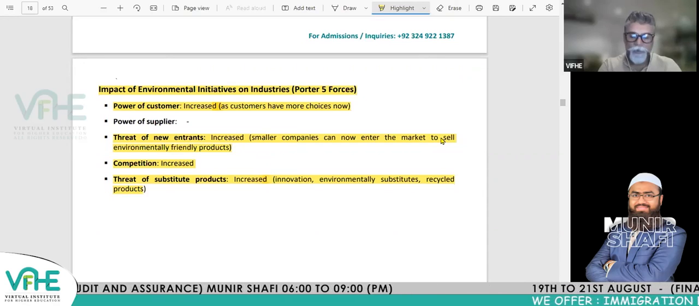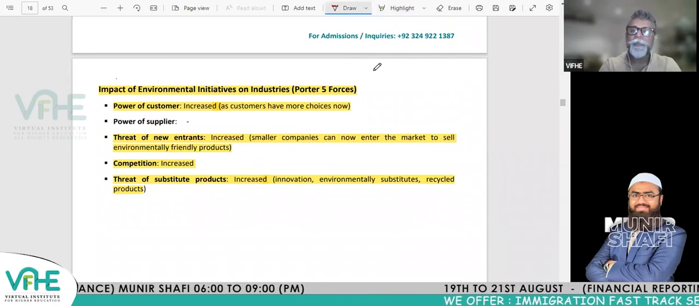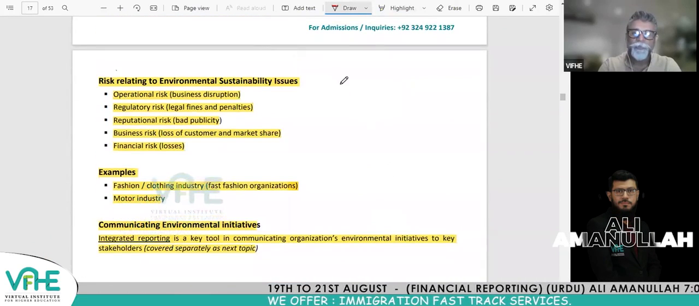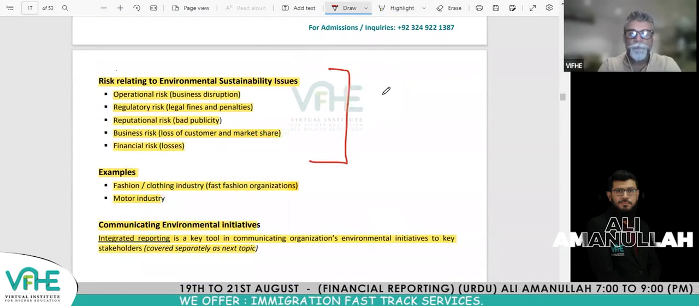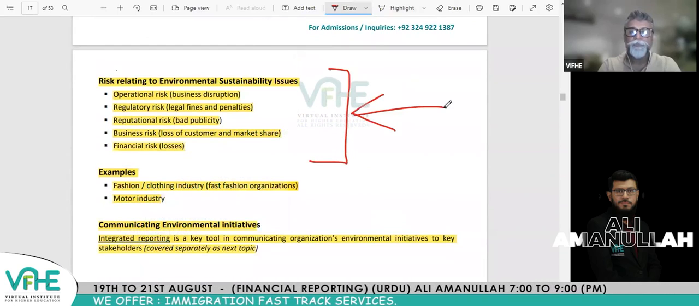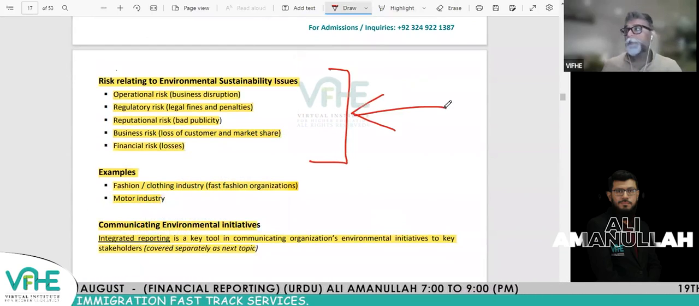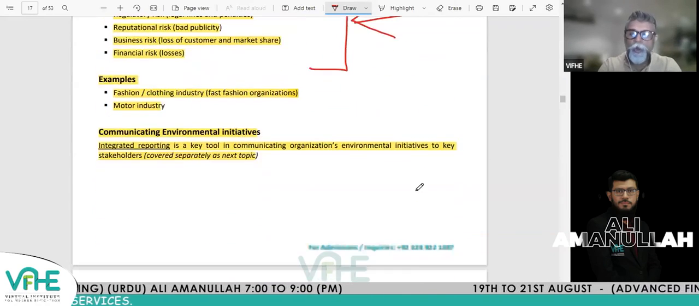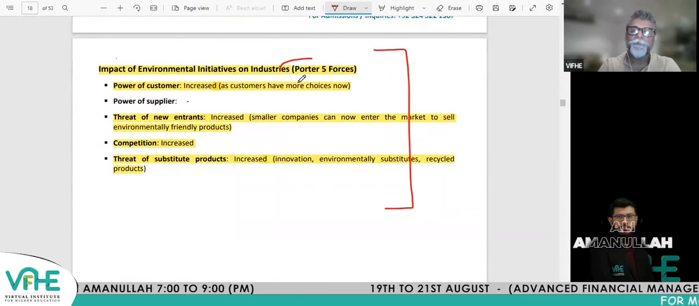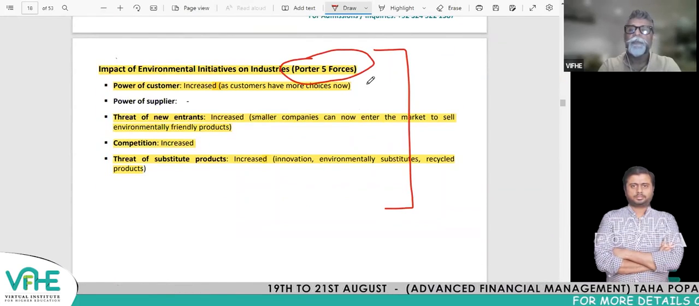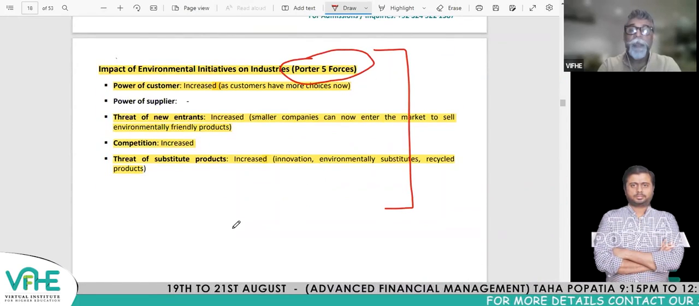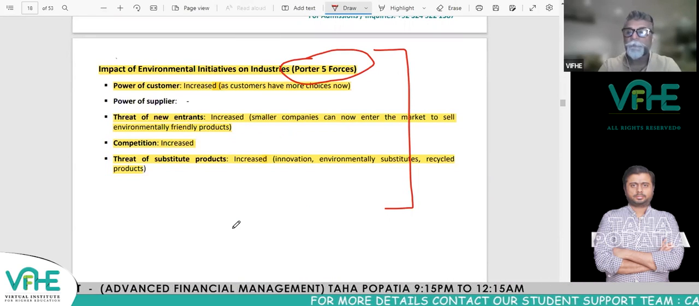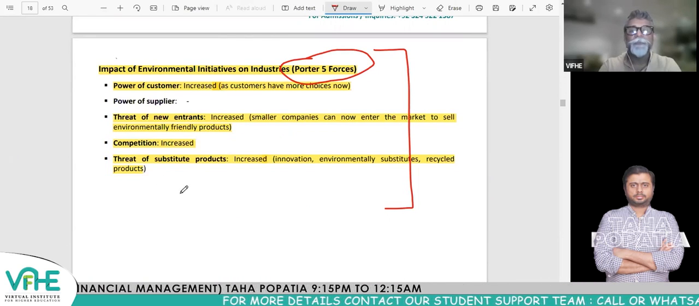All right, guys. From an exam point of view, I might expect something on this. The question might ask you to identify the risks relating to environmental issues, or they might combine Porter 5 forces and ask what the impact on Porter 5 forces is if environmentally friendly companies are entering the market. So just remember this.